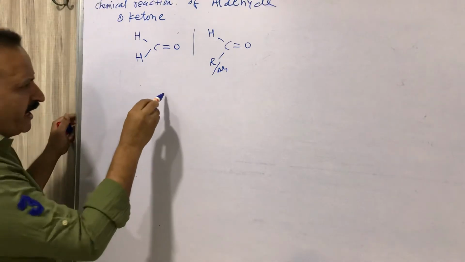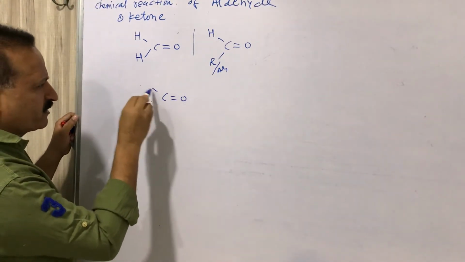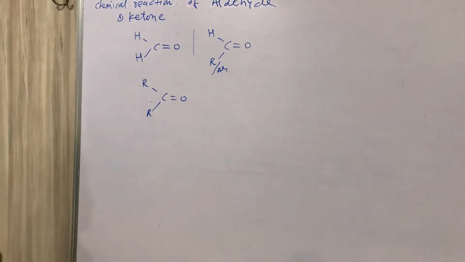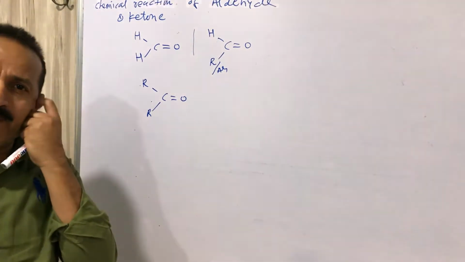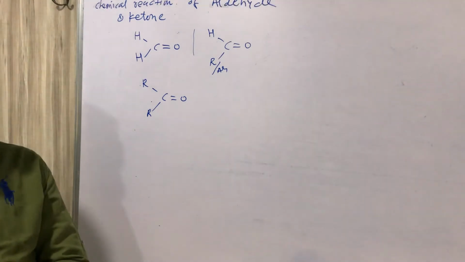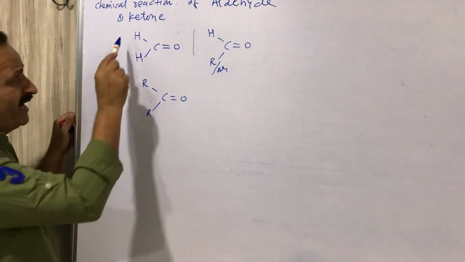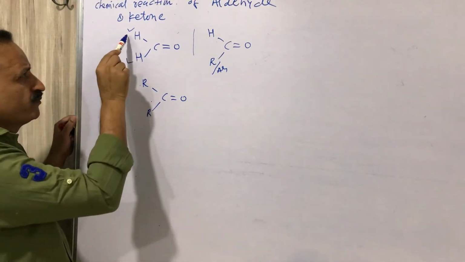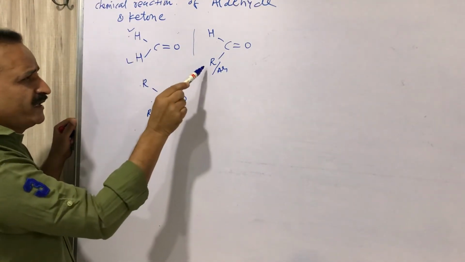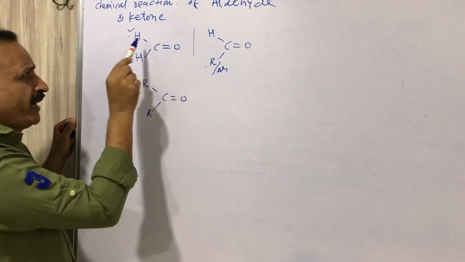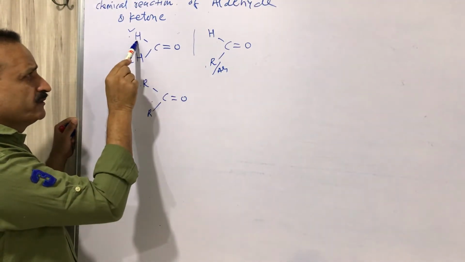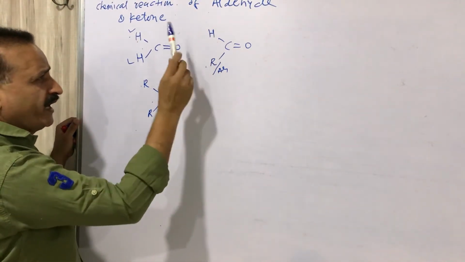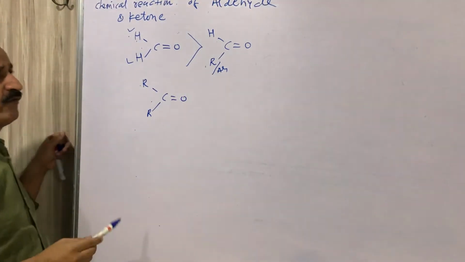If we are discussing ketone, then there must be both alkyl groups or both aryl groups, or one alkyl group and one aryl group. Now formaldehyde has both hydrogens, and hydrogen is more reactive than the alkyl group. So hydrogen will give the reaction easily. So formaldehyde is more reactive than the other aldehydes.